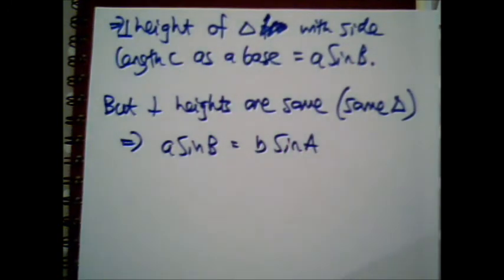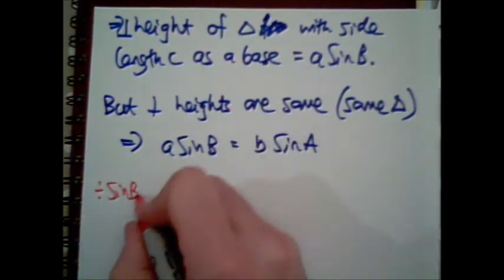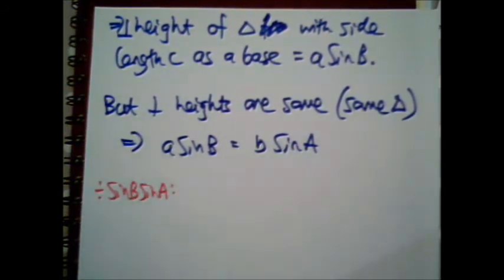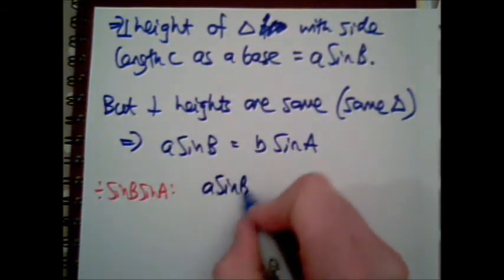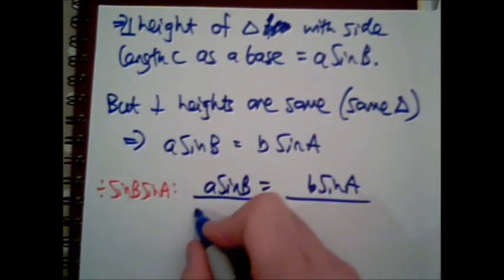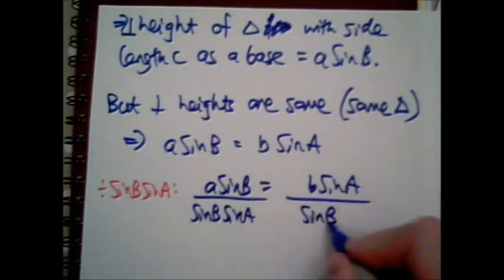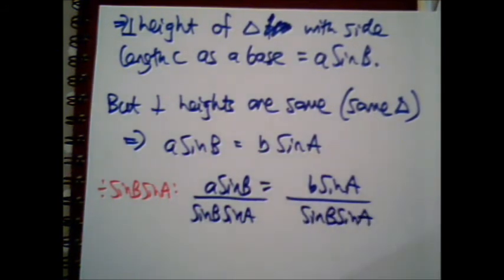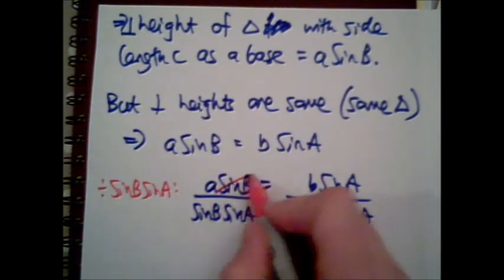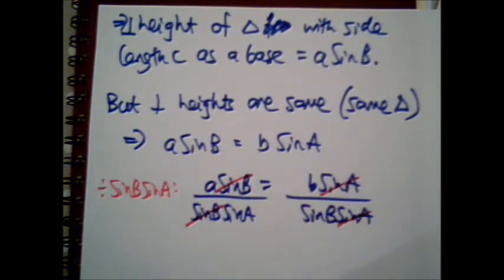So now what we can do is divide both of them. We only want the A and the B on the top line. We don't want the sine B, and we don't want the sine A. So let's divide both of them by sine B sine A. You can leave this line out if you're happy enough without putting it in. In this one, the sine B's cancel, and in this one, the sine A's cancel. So I'm left with A over sine A equals B over sine B.